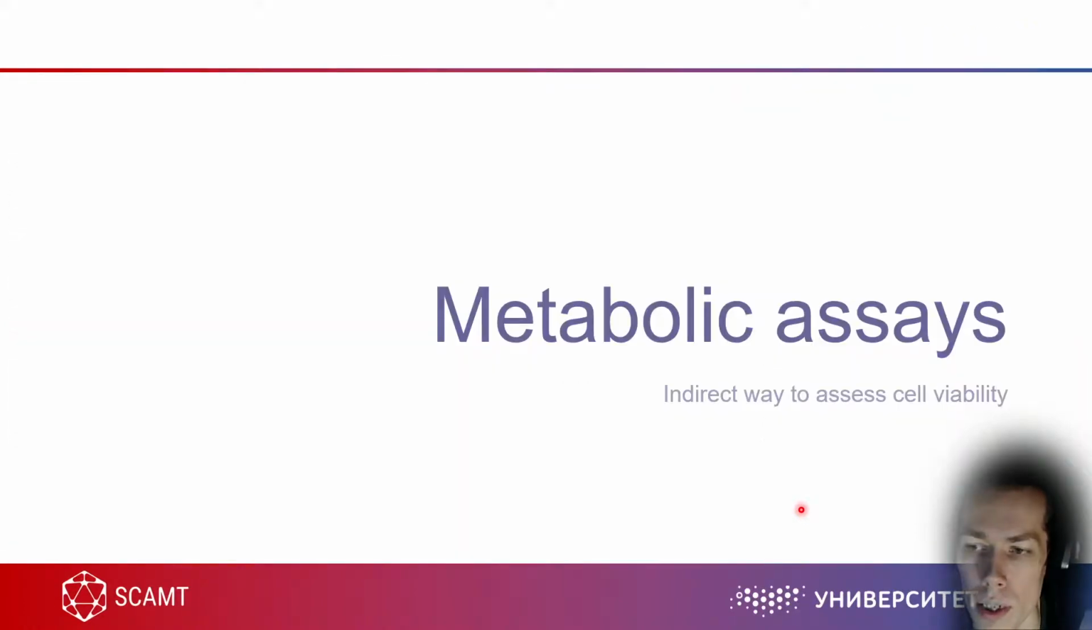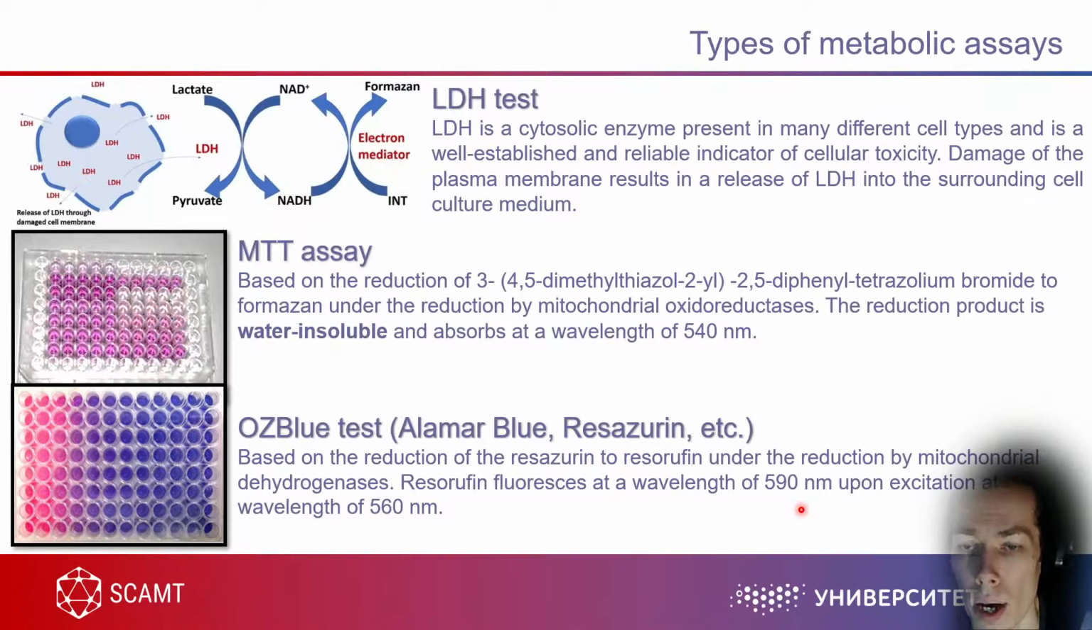But there are also some indirect ways to observe cell viability, called metabolic assays or colorimetric assays. So why is it an indirect way? There are some types of metabolic assays which are very frequently used in our lab, in other labs, and so on. Maybe the most frequent one is the MTT assay, but in some papers you can also see the LDH assay or LDH test, or Alamar Blue, resazurin test, and so on.